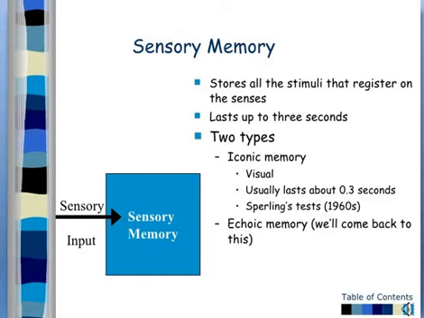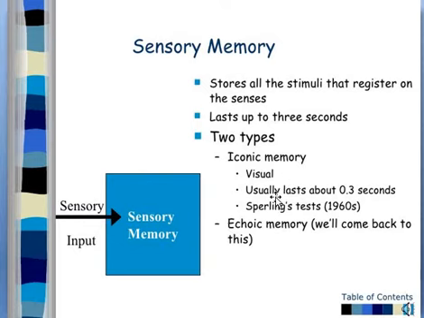If you experience visual afterimages, meaning the trail of light that you see after the bulb is switched off, or when you hear reverberations of sound when the sound has ceased, then you are familiar with iconic or echoic sensory registers. Here you can see on screen, sensory registers store all the stimuli that register on the senses for up to 3 seconds. There are two types of memory here: iconic and echoic.